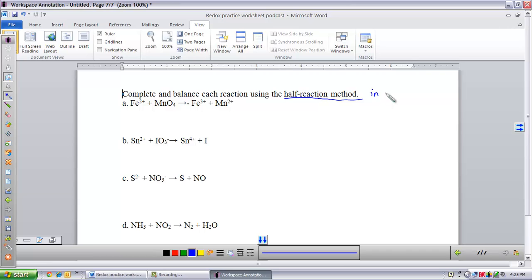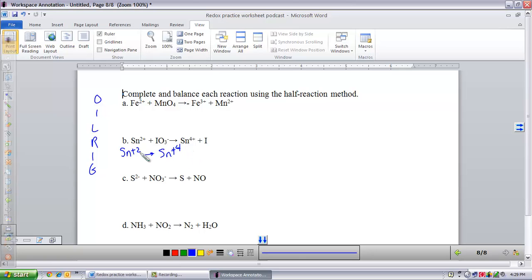Now let's get going with these half reactions. A half reaction basically includes electrons. All right, let's do SnO2. SnO2 is going to SnO4. He's being oxidized, so oxidation is loss of electrons. So he's going to lose some electrons. How many does he lose? Well, he goes from 2 to 4, so he must be losing 2 electrons.